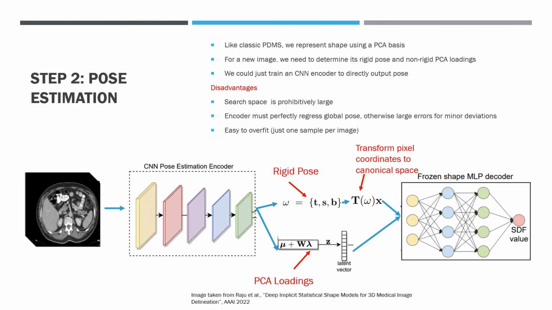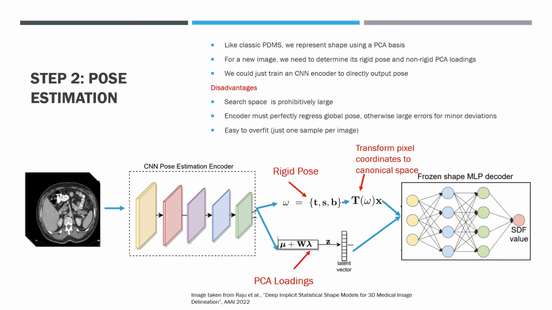Once we have a shape model, we obviously want to do something with that. And in our case, we want to use that shape model to gain robust segmentation. Like classic point distribution models, we're going to represent our shape using a PCA basis. So we're going to take a PCA on the embedding space, and we're going to try to regress the PCA loadings to describe the non-rigid pose of that shape given the current image. That means that for any image, we need to determine its rigid pose and its non-rigid PCA loadings.